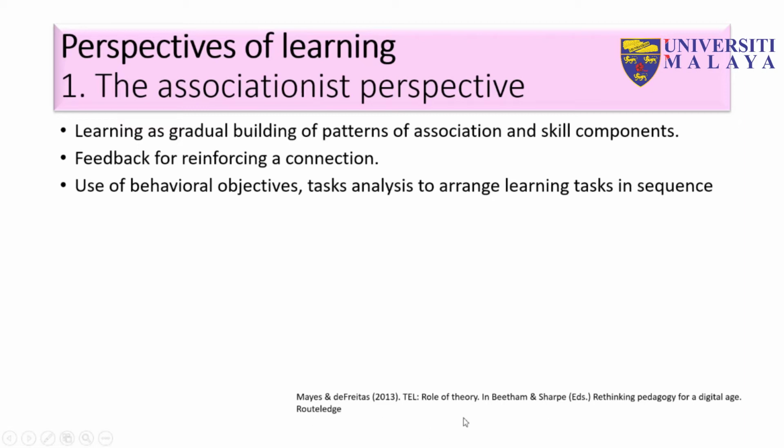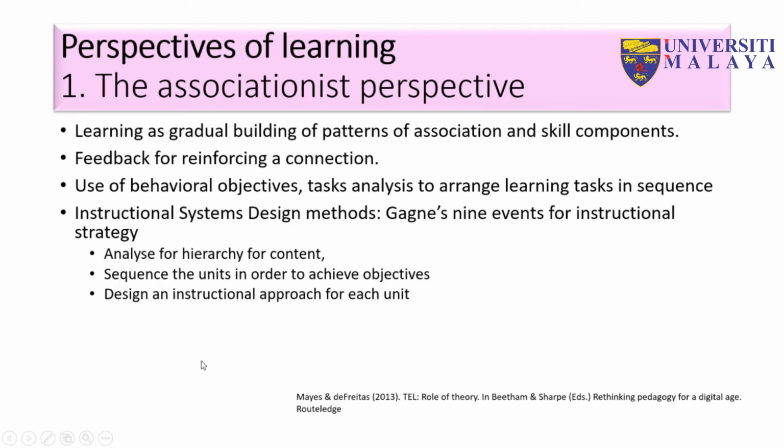Okay, this is not my theory alone, but it comes from this book, which you can reference online, Digital Pedagogies. Instructional system design methods in the traditional form look at this process. That means you may use Gagne's 9 events for instructional strategy. You will analyze for hierarchy of content. You teach the simple ones before you reach the higher level ones. You teach the definitions first before the concepts, before making use of rules and principles. And you need to sequence the units so that you can achieve the objectives.